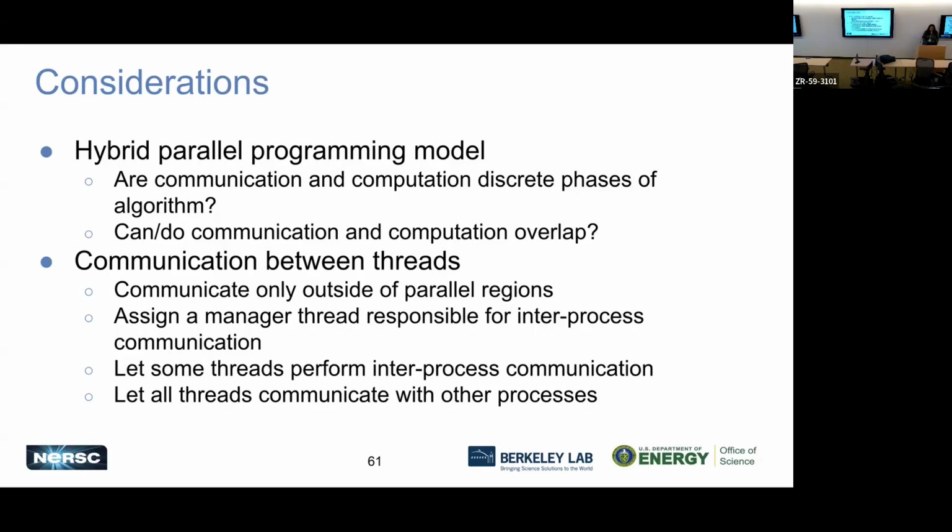And then when we're thinking about the communication, how do we want to do our communications? Do we want to communicate only outside of OpenMP regions? Do we want to have a manager thread that is responsible for all communication between MPI processes? Do we want to let some threads perform this communication, or do we want all of our threads to communicate with any other threads on any other process? Those are just questions you want to ask yourself. Typically, the simpler the better, just in terms of getting it right. But maybe you could do a really complex thing and it would be really great.